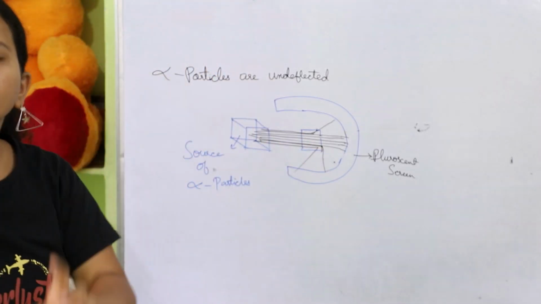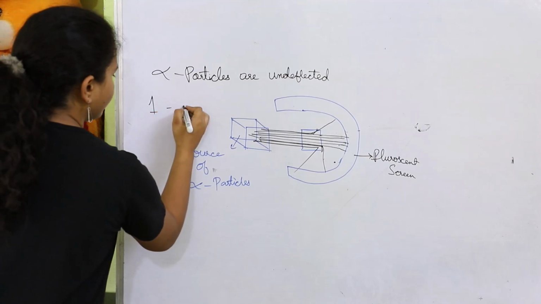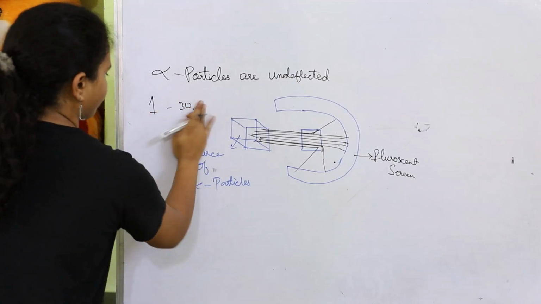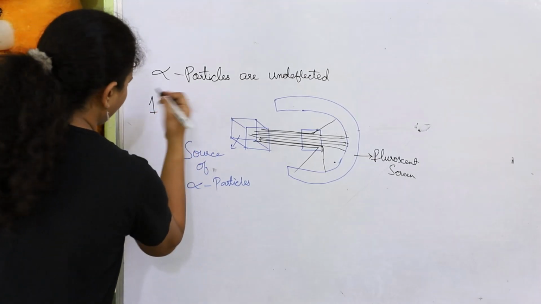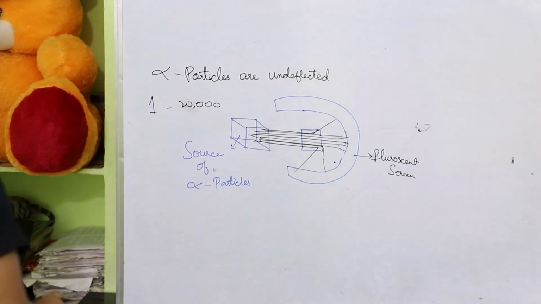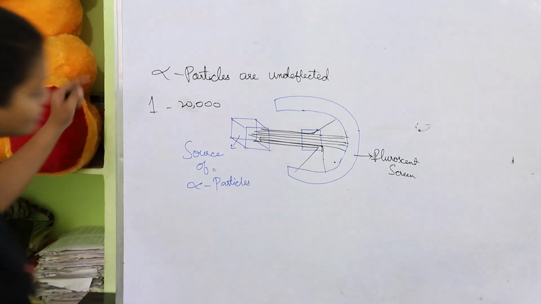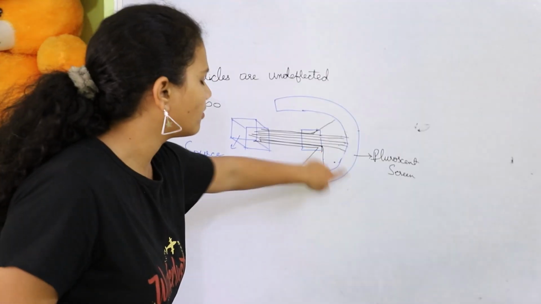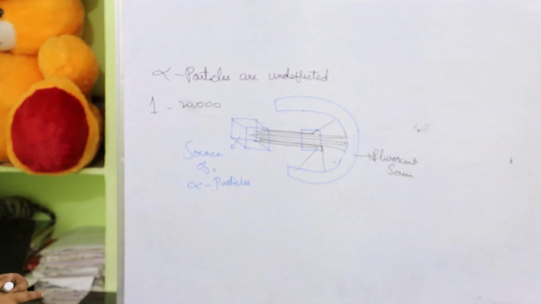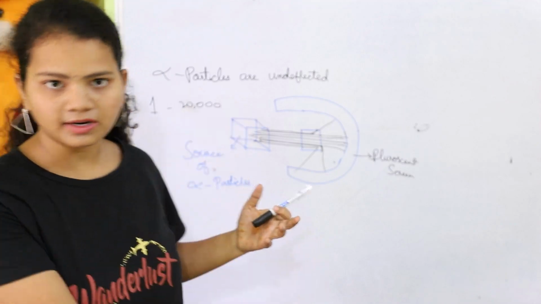Very few, very very few, maybe 1 in 20,000, or 1 in 30 or 40,000, got deflected. Mostly they went and fell on the screen. So this is the experiment done by Rutherford.